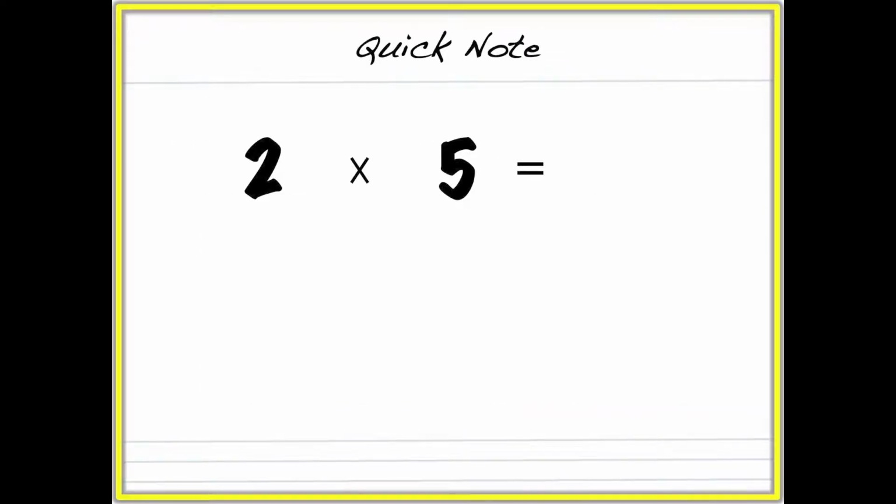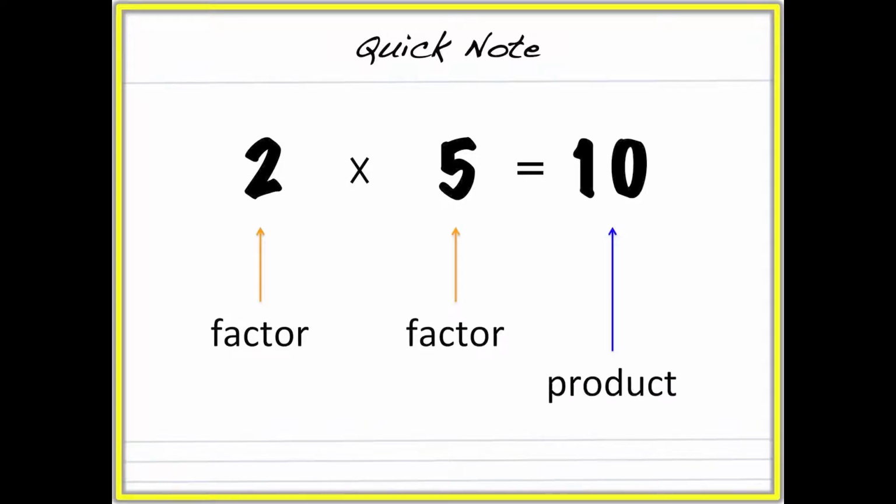Just a quick note, there are names for the different parts of a multiplication equation. Each number that is being multiplied is called a factor. The answer is called the product.